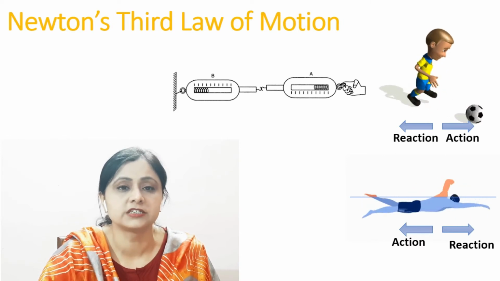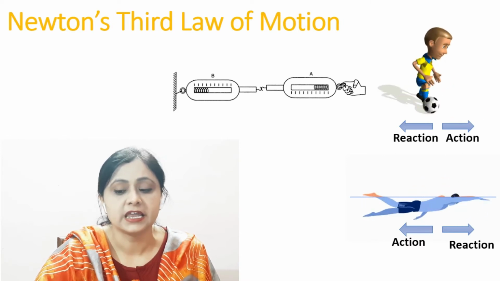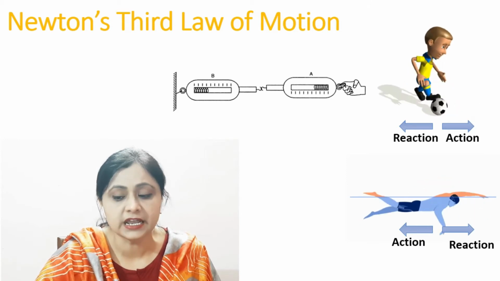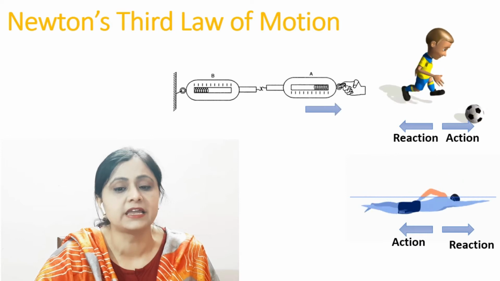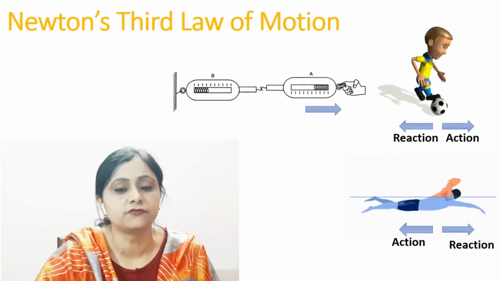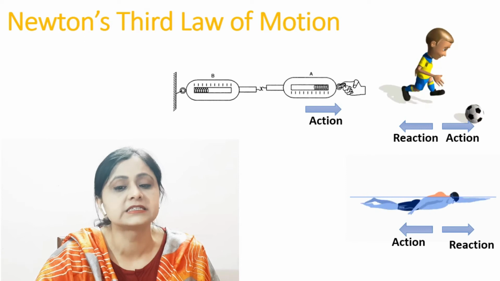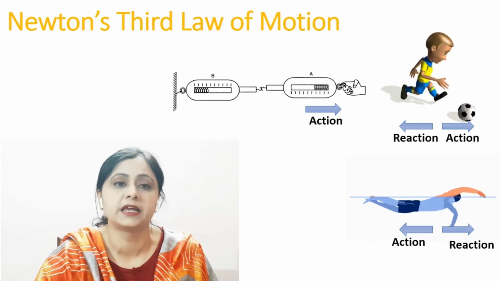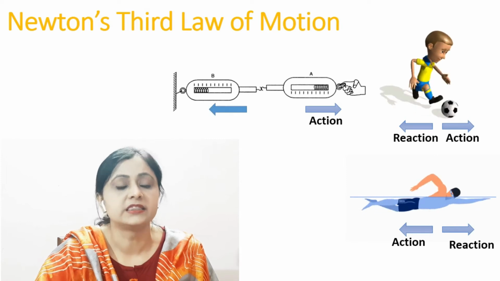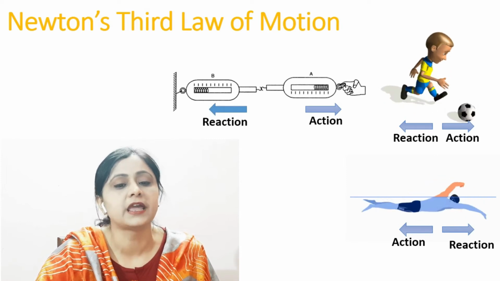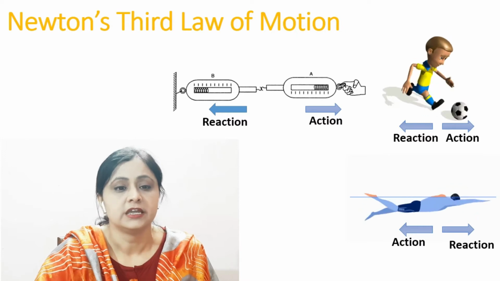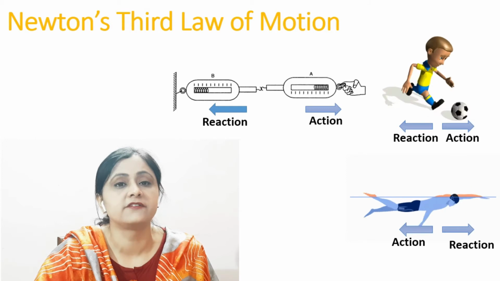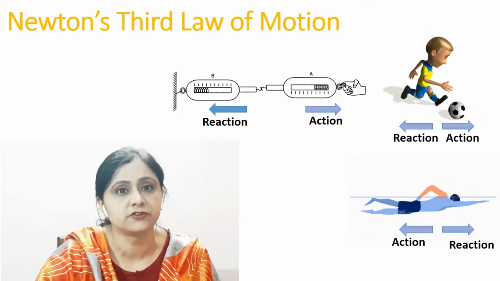Why will both show the same reading? Because A will apply force on B. So whatever force A is applying on B, that force is known as action force. The same force will be applied by B on A. That force is known as reaction force. It means that for every action there will be an equal and opposite reaction.